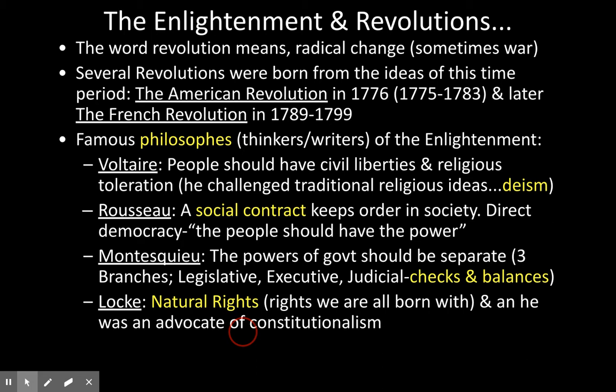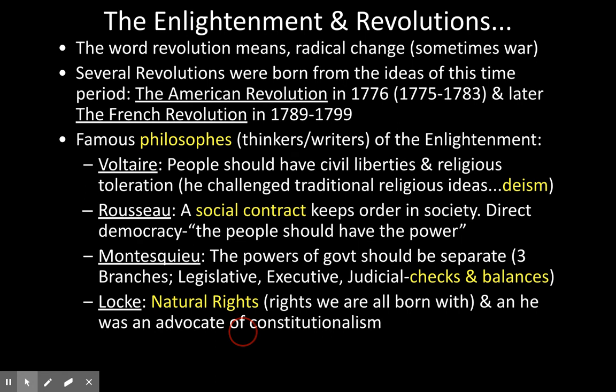And Locke preached the idea of natural rights. And it was something that Thomas Jefferson really bit into. Locke, in his two treatises on government, he said that all men had the right to life, liberty, and property. And Thomas Jefferson took those words and made them maybe a little bit more poetic in the Declaration of Independence when he said life, liberty, and the pursuit of happiness.